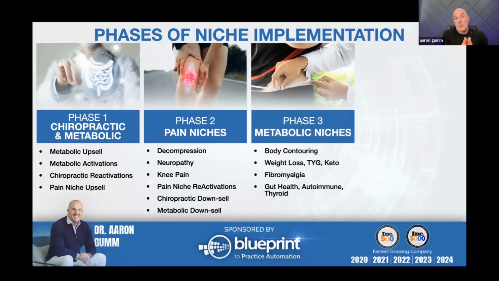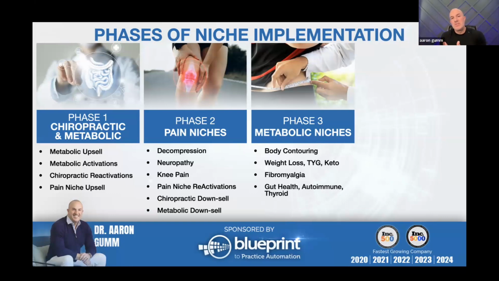Once we've mastered phase one and two, you can literally quadruple your practice with phase one and two, just with one niche and doing phase one really well. Two niches, you can do even better. Three niches, you're doing even better. One of our practices in Des Moines, I think he's doing around $5 million a year. He's our best practitioner, but he's doing three niches in phase one perfectly.